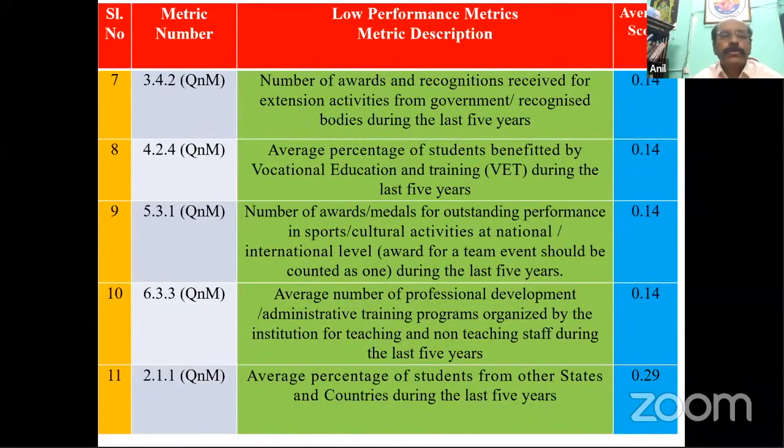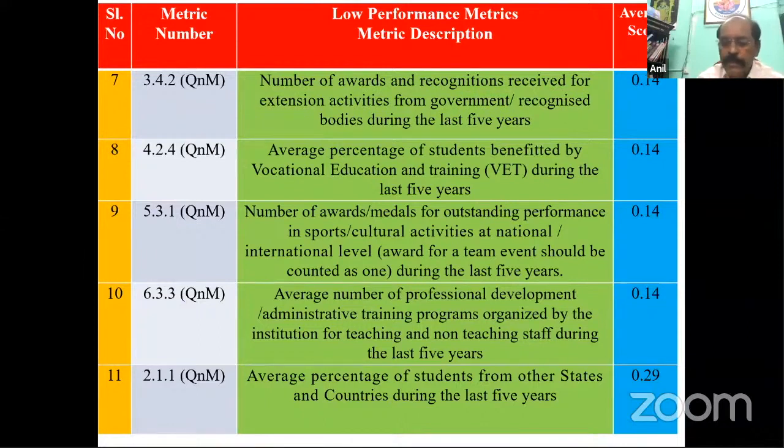Coming to 3.4.2, quantitative metric, number of awards and recognitions, again we scored very little. Coming to 4.2.4, average percent of students benefited from vocational education training, also very low marks. Here I would like to say one thing. When compared in research as well as vocationalization, states like Bihar, Uttar Pradesh, and Jharkhand are scoring more. Of course, Tamil Nadu is in a much better position. 5.3.1, number of awards and medals for outstanding performance in sports and cultural activities, here also our score is very low.